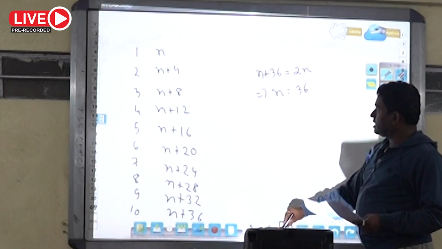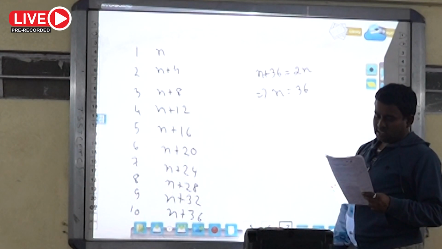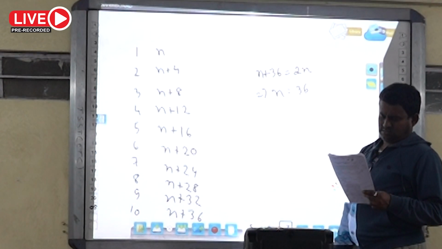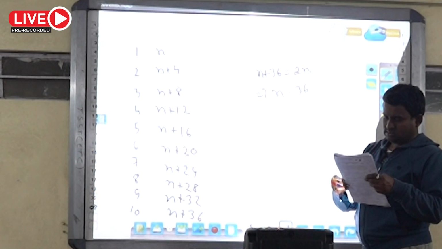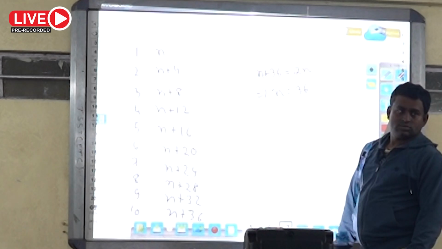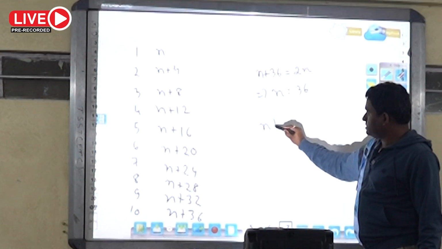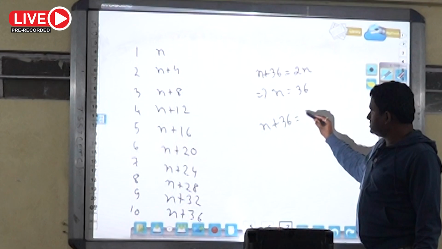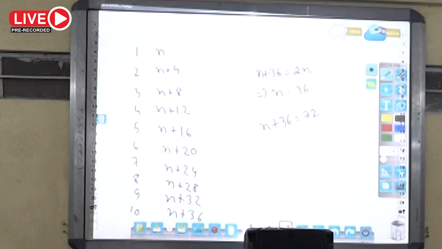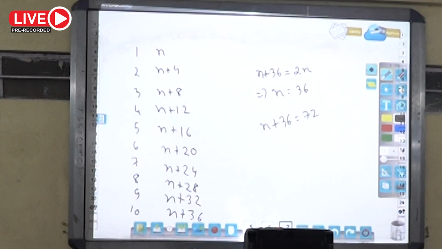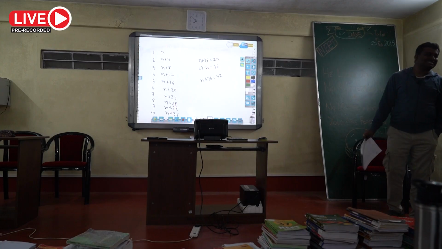Then the other one is 72. The highest is n plus 36, that is 72. How many solved this question? Only one? No one else? And this one is easy.